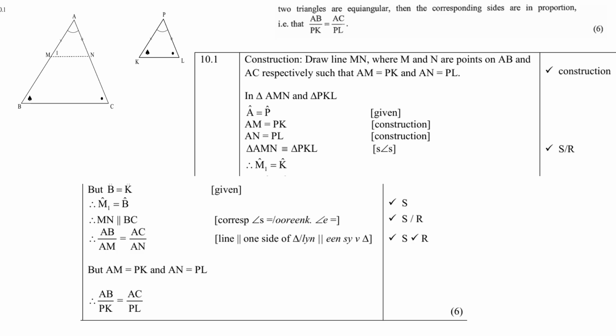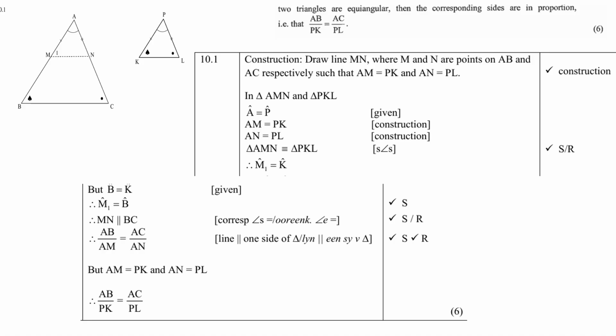And of course, we know what happens with congruent triangles. Their corresponding angles are equal. So therefore, angle M1 is equal to angle K. But angle B is also equal to angle K. Remember, that was given to us. So therefore, M1 is then equal to angle B. And if M1 equals angle B, that makes it equal corresponding angles. So therefore, MN is then parallel to BC.